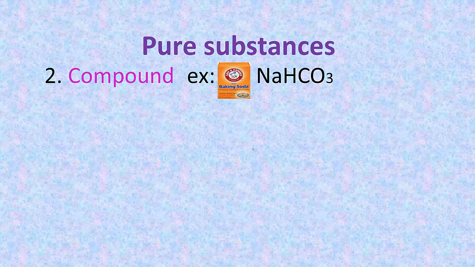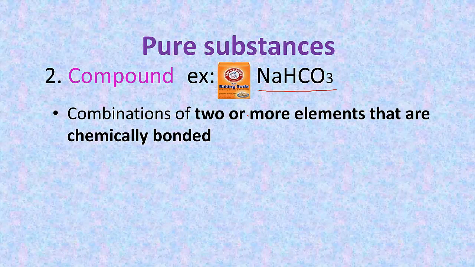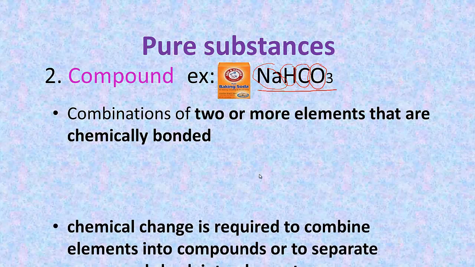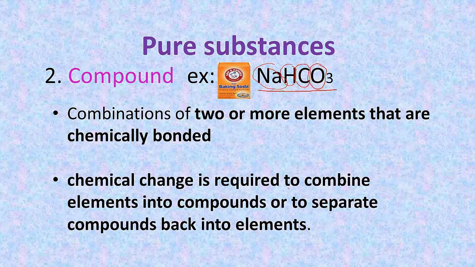A compound, an example, would be baking soda. And here's the formula for baking soda. Compounds are combinations of two or more elements that are chemically bonded. Here's an element, sodium. Here's a different element, hydrogen. A different element, carbon. And a different element, oxygen. So there are 4 different elements in here. A chemical change is required to combine these elements or to separate this compound back into its original elements.